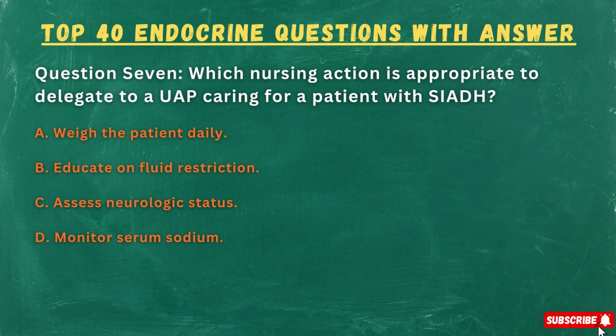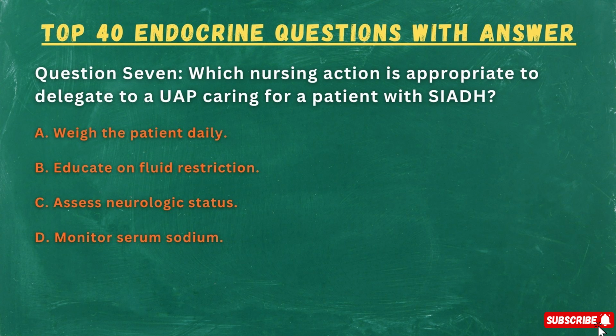Question 7. Which nursing action is appropriate to delegate to a UAP caring for a patient with SIADH? A. Weigh the patient daily. B. Educate on fluid restriction. C. Assess neurologic status. D. Monitor serum sodium. Answer: A. Weigh the patient daily.